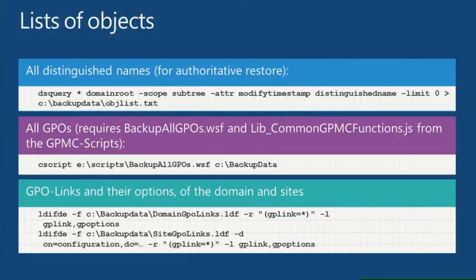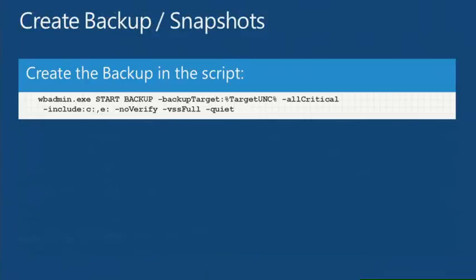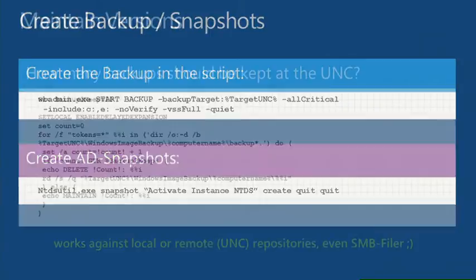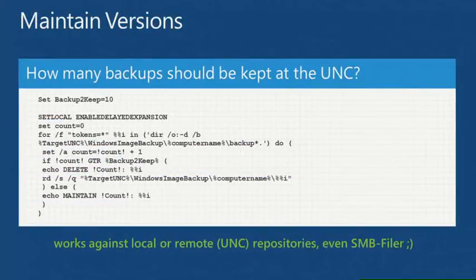Here we have the list of objects, all distinguished names, all GPOs using the GPMC tools here, and the GPO links using LDIFDE as I promised. We have here the command to create a backup. We have the command to create an AD snapshot. We have a command here or a small script to maintain versions of the backup.